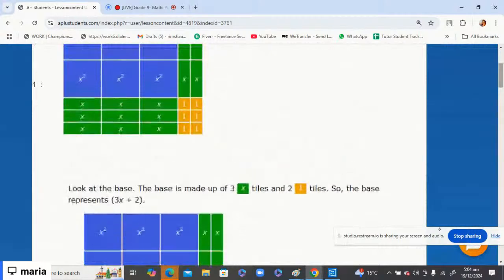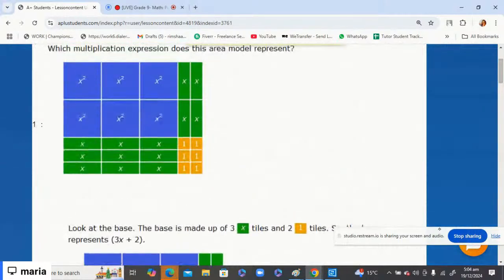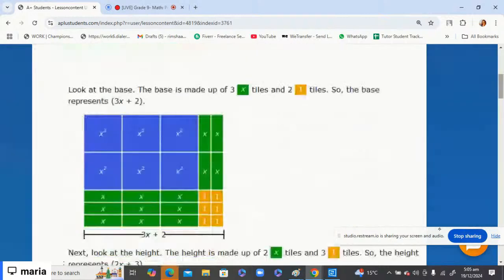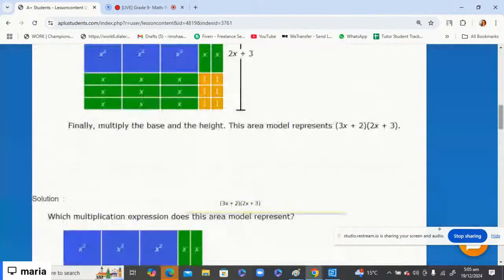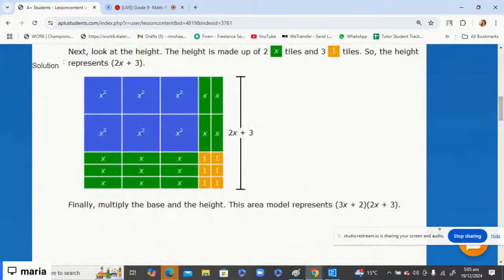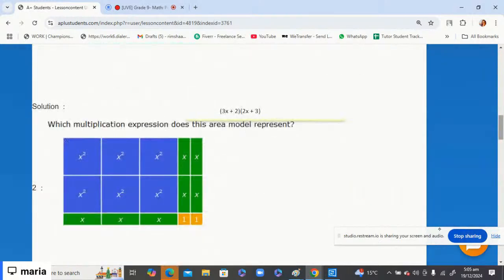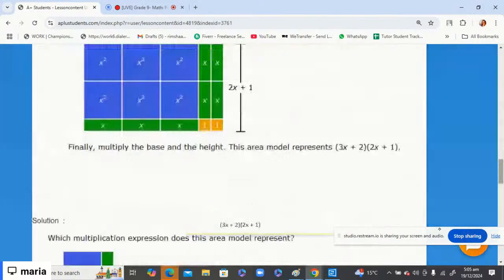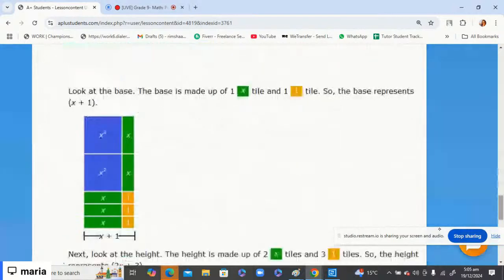Look at the base first. This base is made up of 3 x tiles and 2 one tiles, so this becomes 3x plus 2. That is the first expression, 3x plus 2. When we see the height, there are 2 x tiles and 3 ones. So the expressions are 3x plus 2 and 2x plus 3.